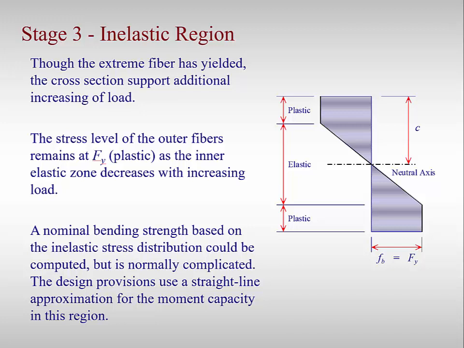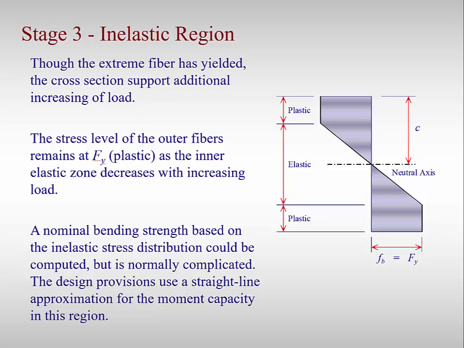Stage 3 defines the inelastic region where a portion of the stress distribution has reached yield and is therefore plastic, while the remainder is still elastic. The plastic region is away from the neutral axis, while the elastic region is closer to the neutral axis. This inelastic stress distribution is still stable, and additional load can be carried by the beam.